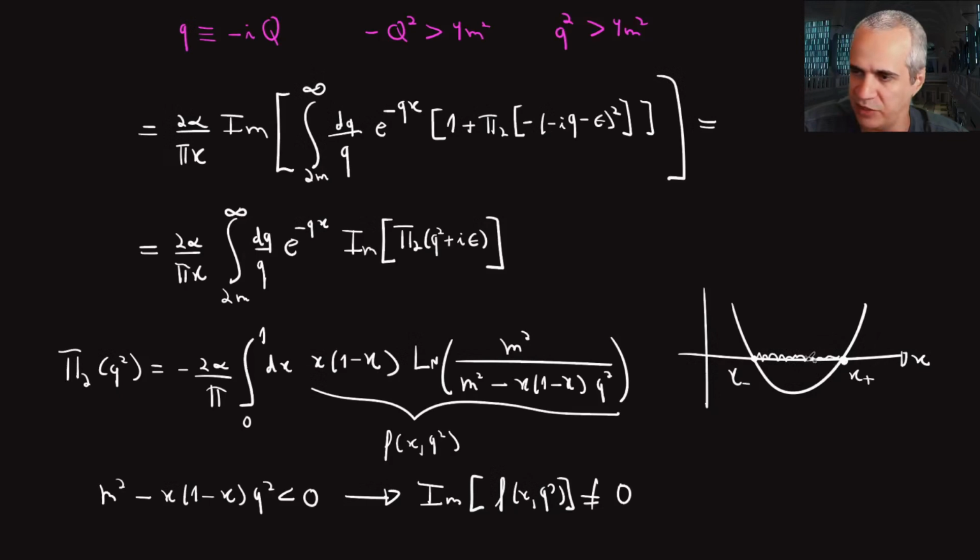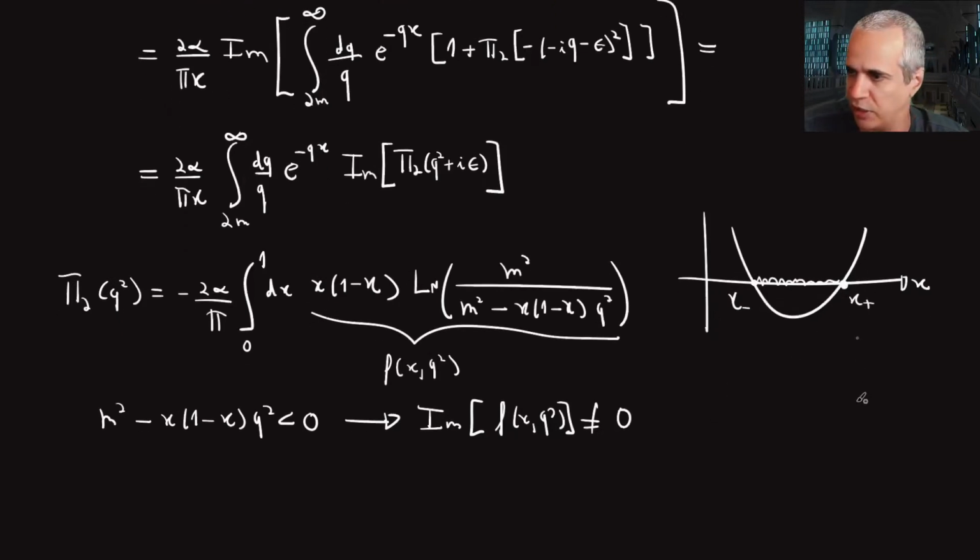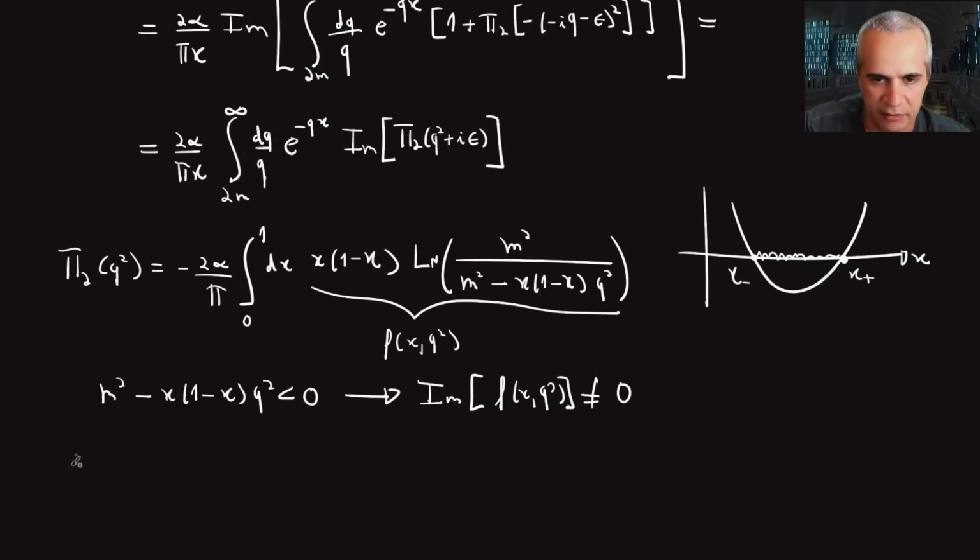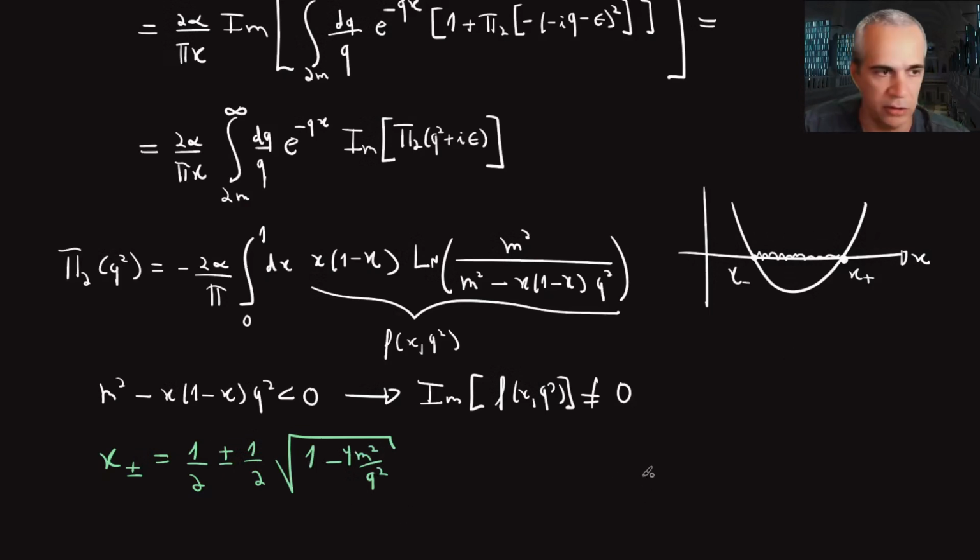It's very easy to solve this and find out which are x plus and x minus, right? So x plus minus is equal to half plus minus half times the square root of 1 minus 4m squared over q squared, right? That's easy to solve. And that means I only have to worry about this region. Now, I need to know the sign of the imaginary part. I know that the imaginary part of a log is just pi, but I need to know if this is plus or minus pi, right?